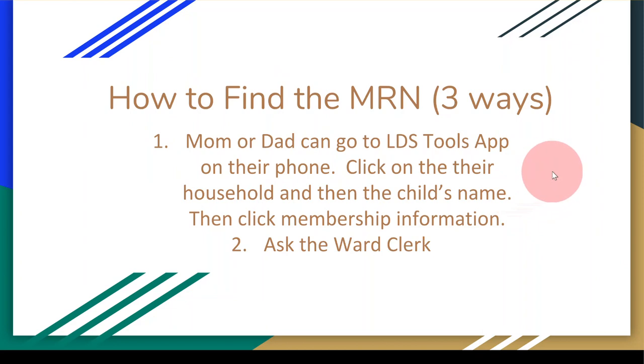And here's an easy way to find the MRN. There are 3 different ways. You can have the mother or father go to the LDS Tools app on their phone. They can click on their household and then the child's name and click the membership information so you can get the child's MRN, and they can also give you their MRN that way as well. You can also just ask the ward clerk for the information.